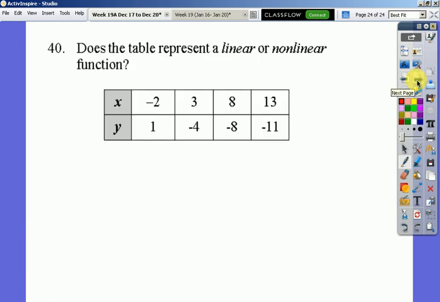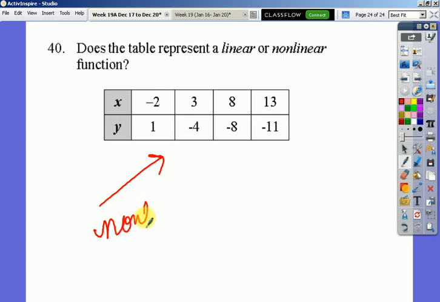Does this represent a linear or non-linear function? Why would you say it's linear? Because it represents a constant rate of change. But y is not changing by a constant value. You're not adding or subtracting the same value on all of your y's, so it's not a constant rate of change. Are you adding something consistently across your y's? No. So it's non-linear.